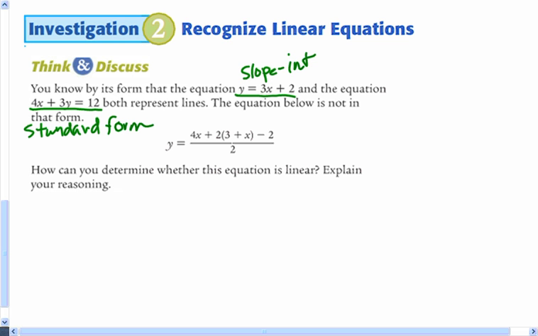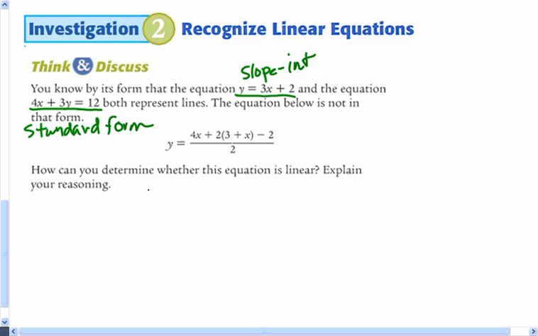But check this equation out. y equals the quantity 4x plus 2 times the quantity 3 plus x, minus 2, all divided by 2. How can we determine whether this equation is linear? Explain your reasoning. If we knew that the values that make this equation true go up at a constant rate, then we would know it's linear.